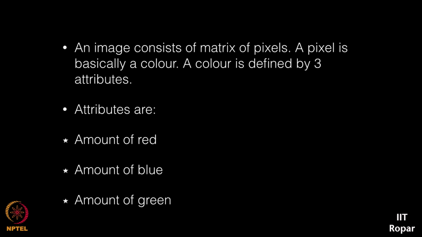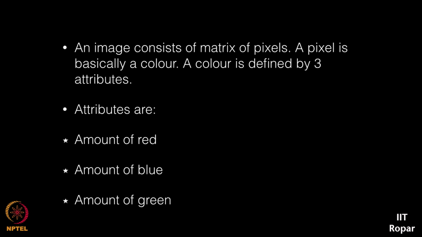A color is defined by mainly three attributes: the amount of red present in the color, the amount of blue present in the color, and the amount of green present in the color. Yes, the RGB values define a color. Whatever color you choose, it would have some amount of red, green and blue in it, and that's what makes a new color.